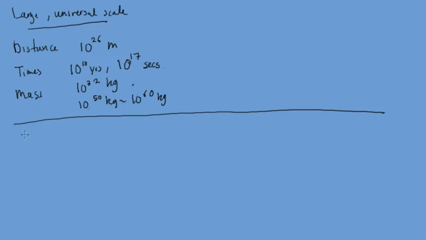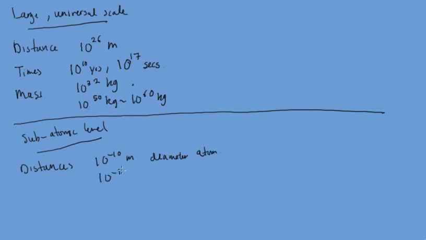And the same is true when we go to the subatomic level. So the distances that are involved at the subatomic level: 10 to the minus 10 meters is the diameter of a typical atom. 10 to the minus 14 meters is the diameter of a typical nucleus. Look at the difference in the order of scale. The difference is huge. From that we can see that most of the atom is empty space.